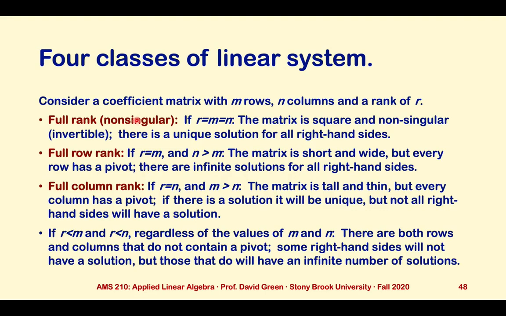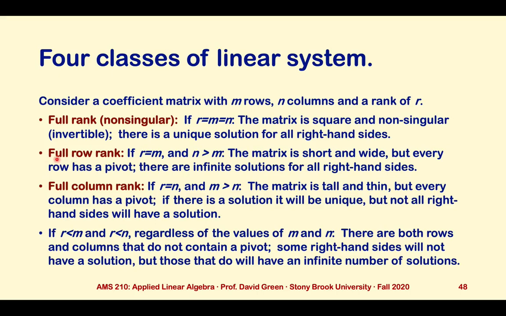The first case is a full rank or non-singular matrix. This is a case where the rank of the matrix equals the number of rows and equals the number of columns. This can only happen if the matrix is square. And if there's a square matrix with a full set of pivots, this is a non-singular or invertible matrix. We know that in this case there is a unique solution for every possible right-hand side.